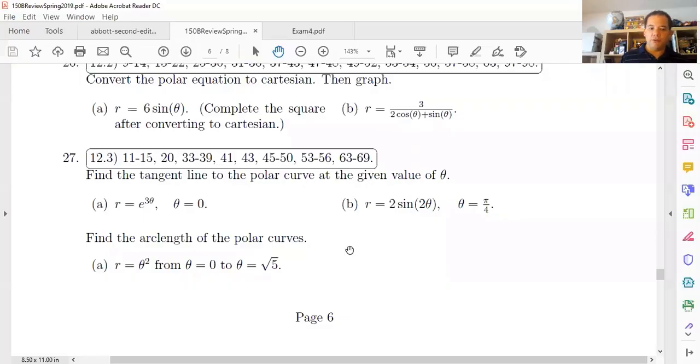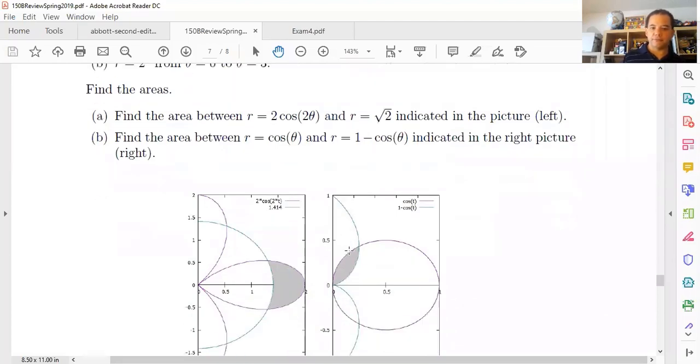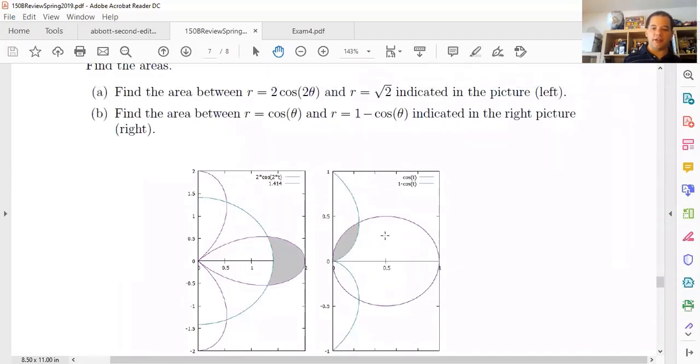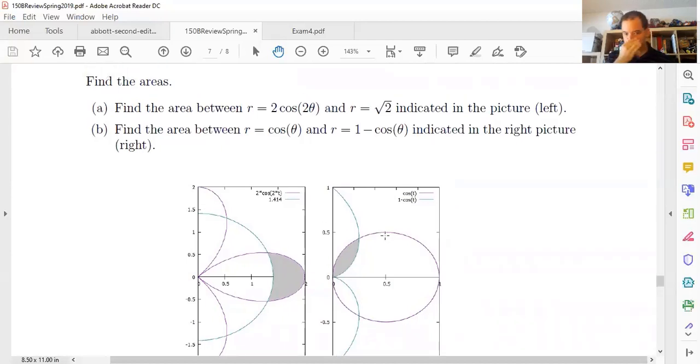And then we get to areas. I'm also seeing that pretty much it's a guarantee in a final exam. For the last 2 or 3, there's always been an area problem with polar curves. So let's figure out one of these at least. And usually you have the graphs available, so that's a good thing. So let's do part B, for example. At least set it up, because that's the hard part usually.